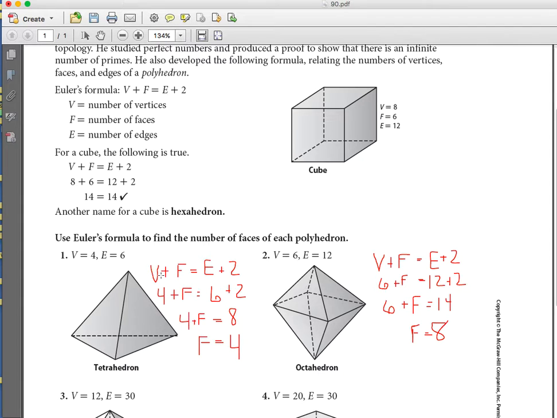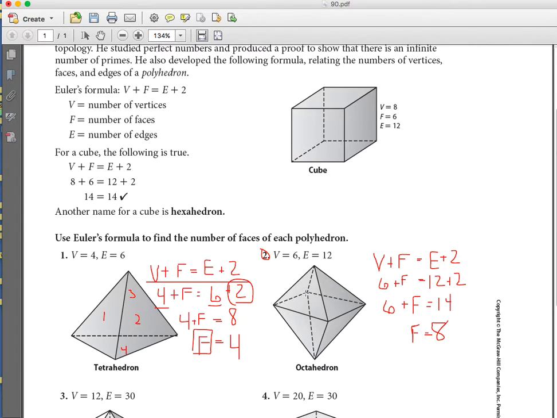So for number 1, if V is 4 and E is 6, you just write the formula, plug in the numbers that you know. 2 is a constant in the formula, and then you solve for the number of faces. In this case, a tetrahedron has 4 faces. And if you're really good at visualizing three-dimensional shapes on 2D paper, then you might have been able to find that out without doing Euler's formula. But we have 1 side here, 2 side here, 3 in the back, and then 4 here. So there's 4 faces.